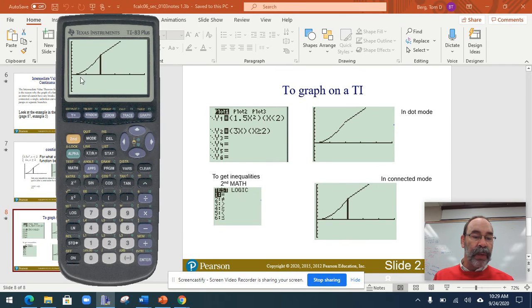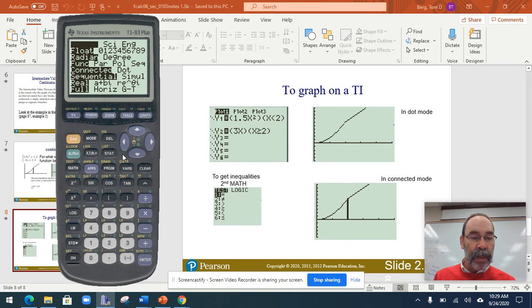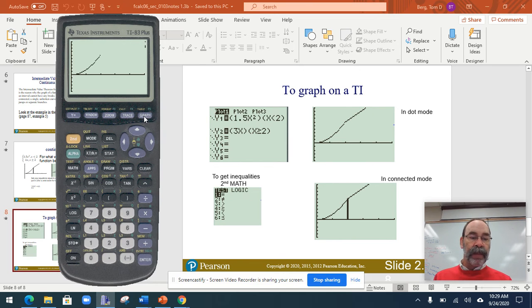so you can see it took a little break here because it wasn't sure what it's going to do, so it didn't know anything, so it dropped down to 0. Okay, now if I change my mode from connected to dot, and then press graph, let's see, did I do it? Nope, I didn't go down and press enter on dot. There we go. Now I'm going to hit graph. A little bit of a different one there.